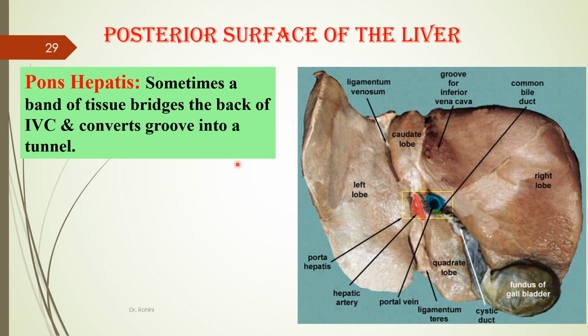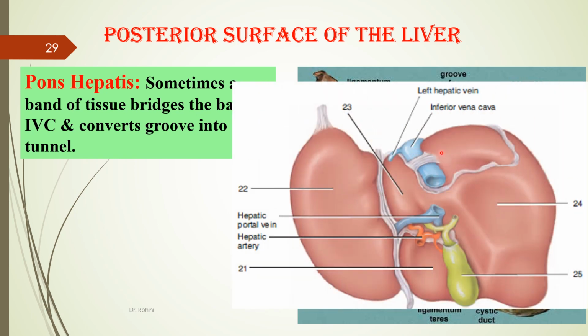Fine. Sometimes what happens, a band of tissue bridges the groove for inferior vena cava and converts the groove into a tunnel. This is the groove for inferior vena cava. Normally there is the inferior vena cava. This is a groove. On one side is the caudate lobe. This is the bare area. So sometimes a band of tissue is present, as we can see here, converting a groove into a tunnel. Then it is called pons hepatis. There can be an MCQ question on this. Fine.